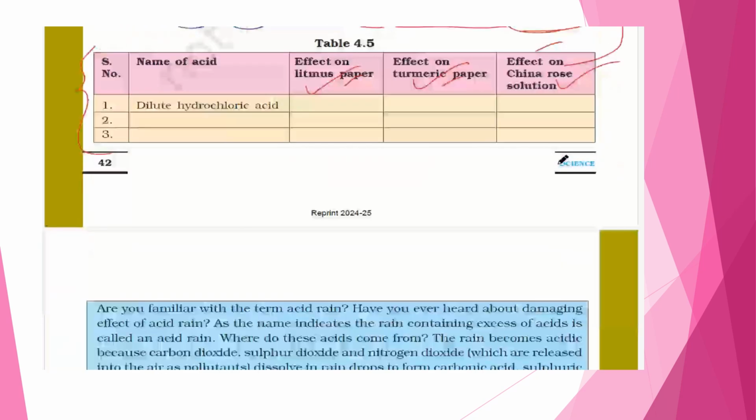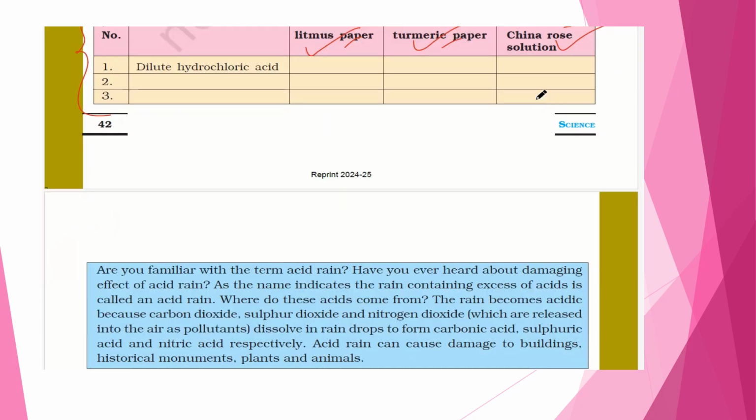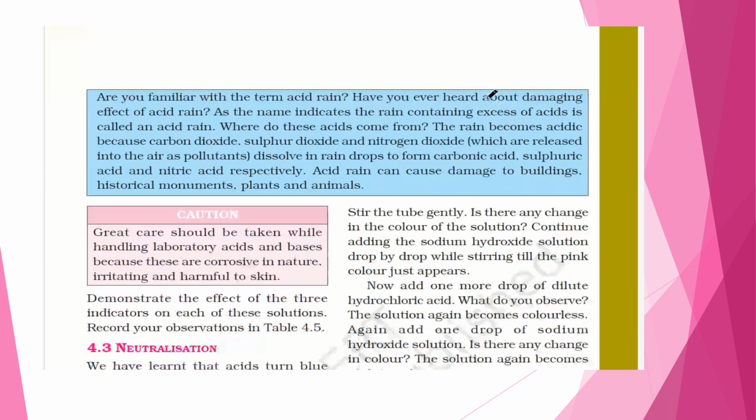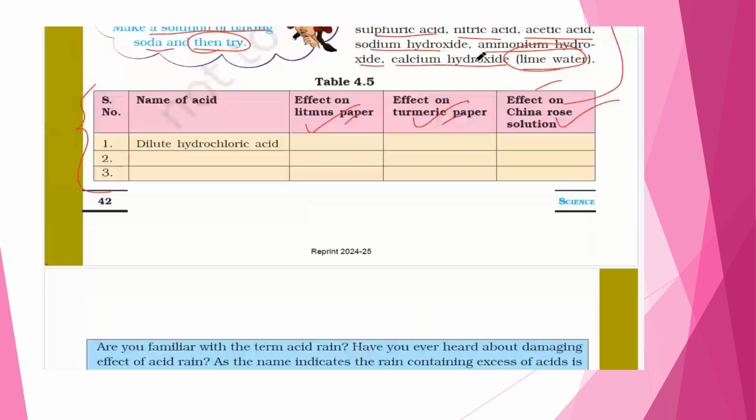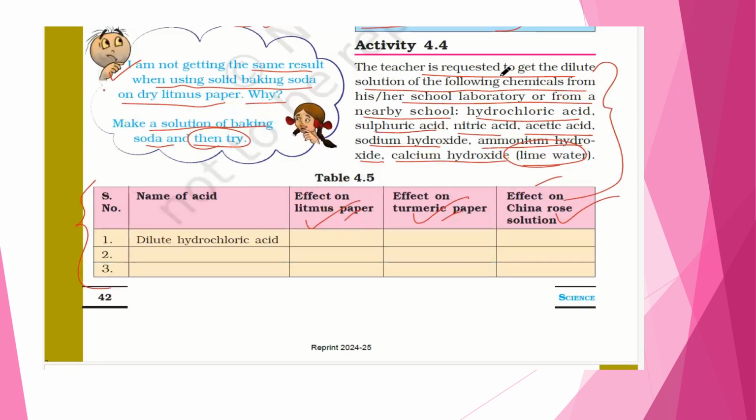This is very important. All the indicators we have discussed, we should be testing with all these chemicals, which your teacher can bring from the school laboratory and test in your class. You can ask your teacher in class, ma'am, we want to see in the laboratory how these substances act on litmus paper, turmeric and China rose as well.